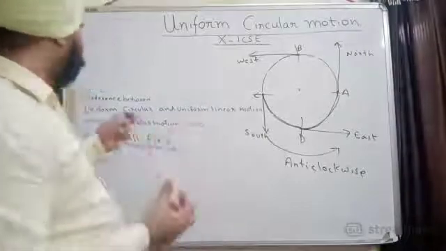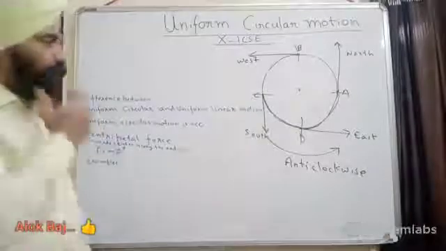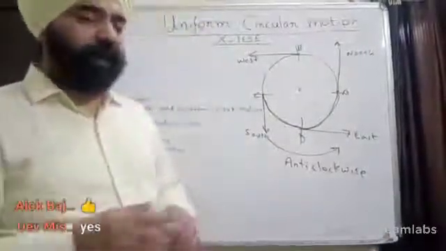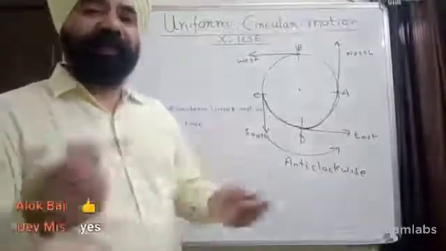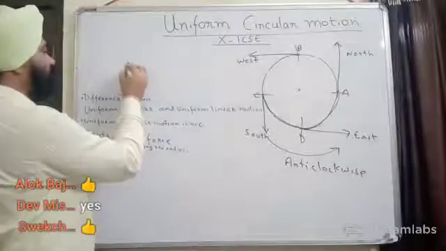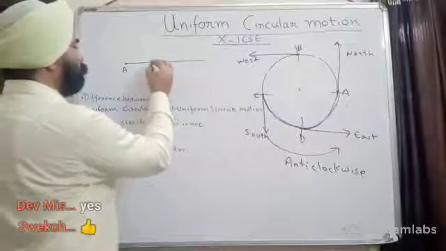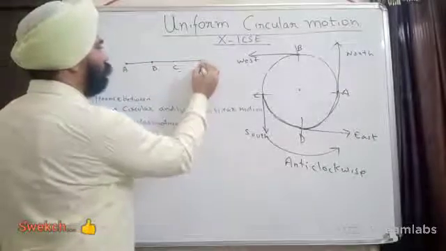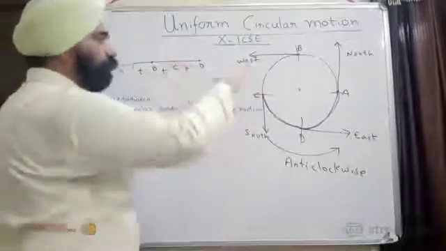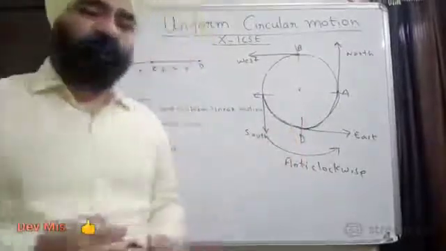Before going into that, they have also asked you to know the difference between uniform circular and uniform linear motion. Now let us take examples of uniform linear motion, which we studied in the previous class. The body was at position A and it covered equal distances in equal intervals of time and came to D. There also we said that it is covering quarters in the same time interval. That's why it's uniform circular.